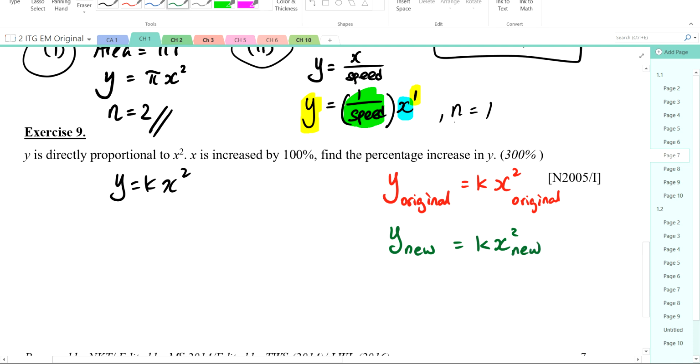Do you agree with these two, red and green? Are the values of k over there the same? Are these two k's the same? Yes, they are. So let me use black color to indicate that I'm talking about the same thing. It is the same constant. Okay? Now, x is increased by 100%.